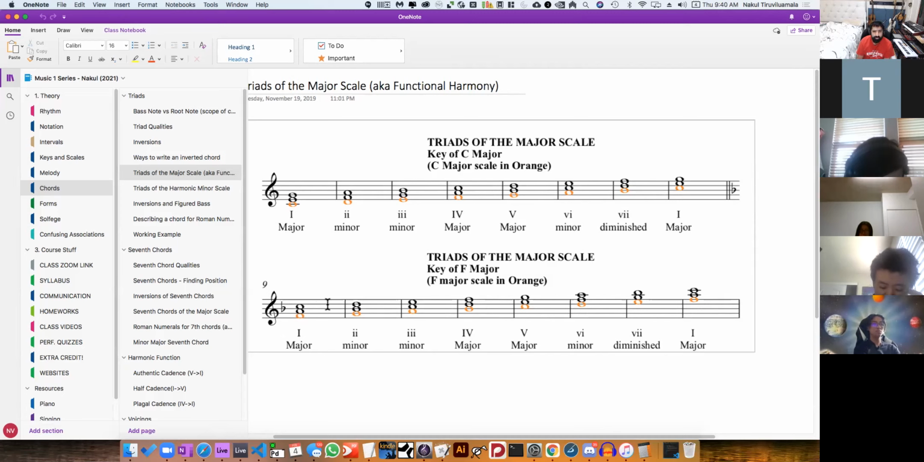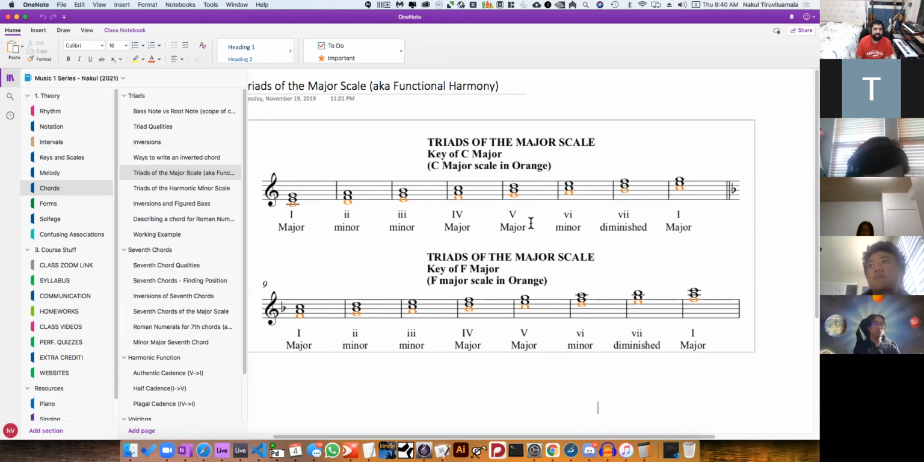You can see how it doesn't matter which key we're in. If we're in the key of C major, these Roman numerals will have the same exact quality as the Roman numerals here. In other words, the 2 chord will be lowercase for being minor in any major key. The 3 chord will be lowercase for being minor. The 4 Roman numeral is going to be uppercase for being major. The 5 chord is going to be uppercase, etc.